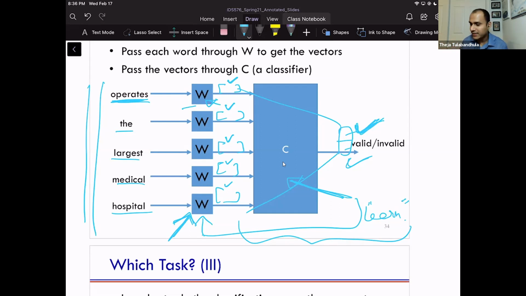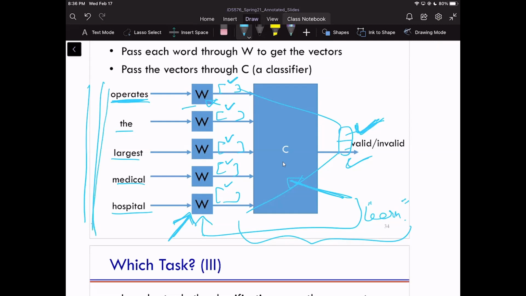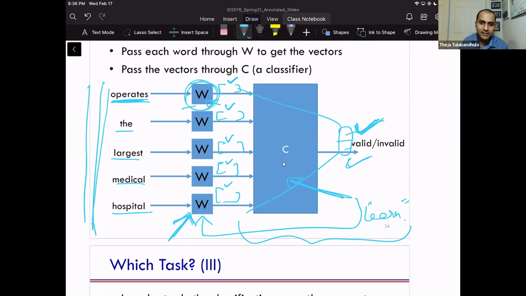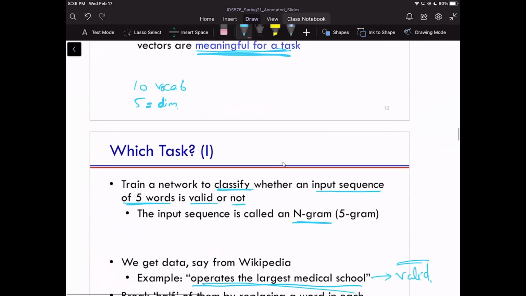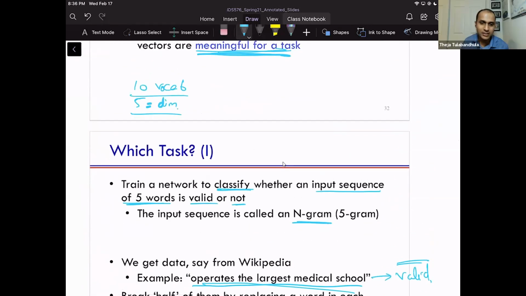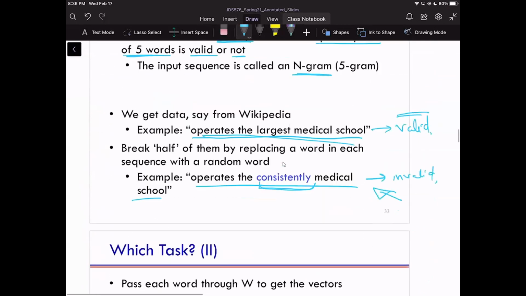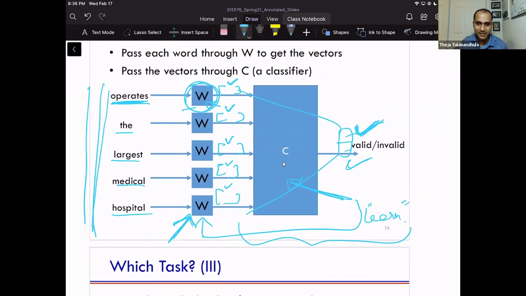I can do this loss computation over each of my training examples, where each is a valid or invalid sequence. Then I can take the gradient of the loss with respect to the parameters. What are the parameters here? The coordinates of each of the 10 vectors I have, each with 5 numbers, so 50 numbers basically. I'm going to update those 50 numbers, and keep repeating this again and again.